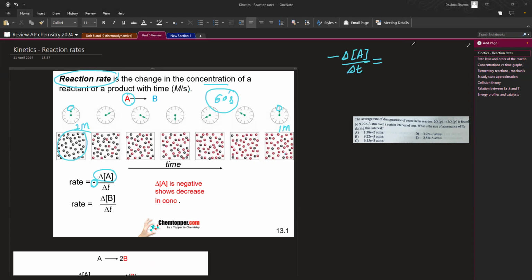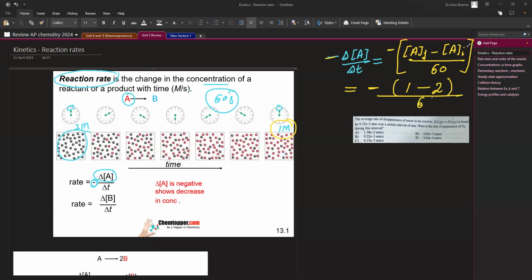It is always the concentration of the final minus concentration of the initial over time taken, which is 60. And there is a minus needed here in front of it. I'll tell you the reason. This minus, I'm going to retain. So it is minus, what's the final concentration? 1 molar. Was the initial concentration 2 molar, divided by 60?